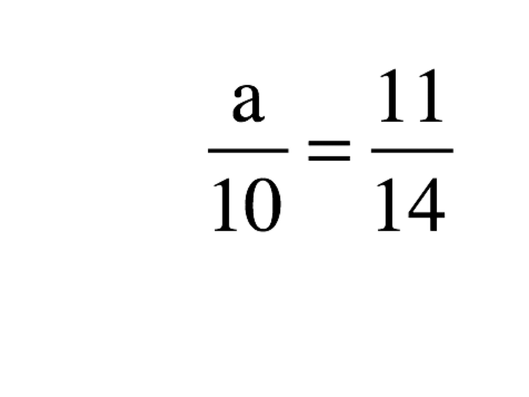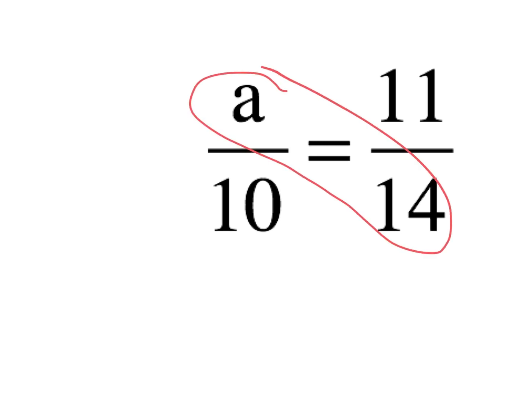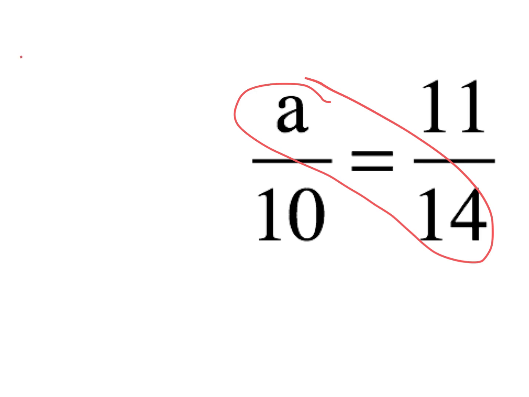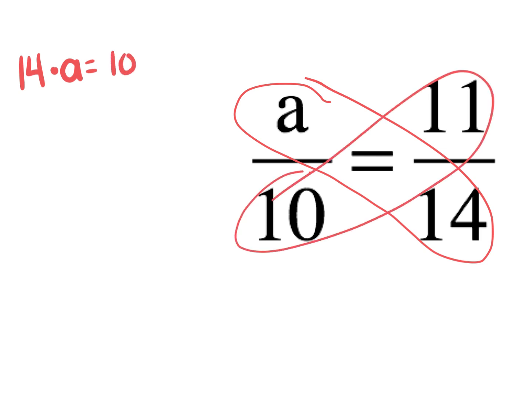We've got a over 10 equals 11 to 14. And make sure you're copying every piece of work that I write down in red into your notebook, so that you've got all the work to show for it. I always like to start with my side that's got the variable in it. So I'm going to say 14 times a, and that's going to be equal to my other cross product, 10 times 11. So all I did for my first line of work is take my two diagonals and set them equal to each other. Now I'm going to simplify or do this math problem.